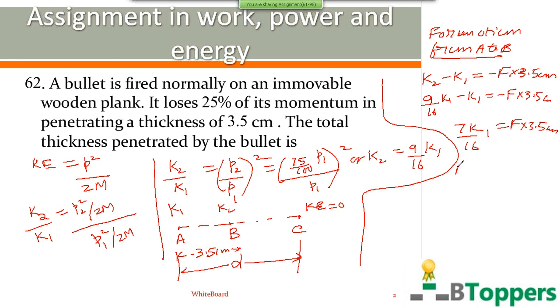Next, we apply the work energy theorem for motion from A to C. For motion from A to C, initial kinetic energy at A is K1, final kinetic energy at C is 0. So change in kinetic energy equals final kinetic energy at C minus initial kinetic energy at A. That is 0 minus K1 is equal to minus F into D. Or you can write K1 equal to F into D.